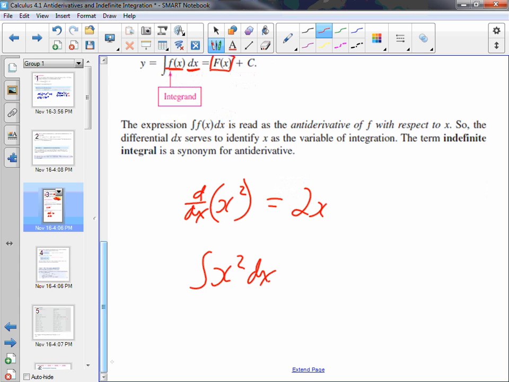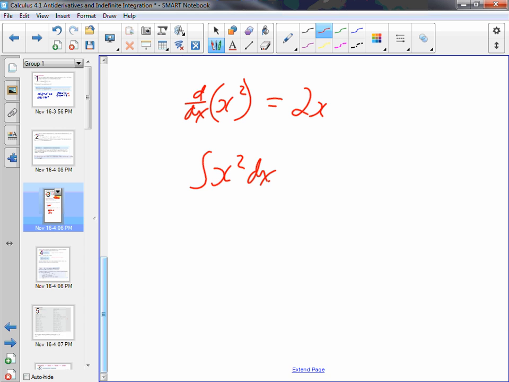Without the dx, that means nothing. That integral sign in front of an x squared means nothing. Now it means find the antiderivative of x squared. I can explain this better in a few sections, okay? But for right now, think of it this way.